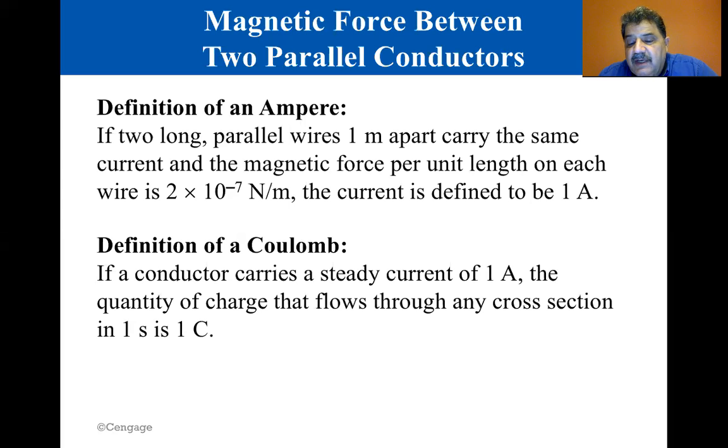We can now define the SI unit of charge, the coulomb, in terms of the ampere. If a conductor carries a steady current of 1 amp, the quantity of charge that flows through any cross-section in 1 second is 1 coulomb.